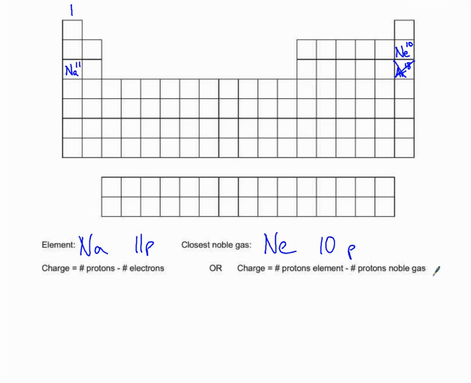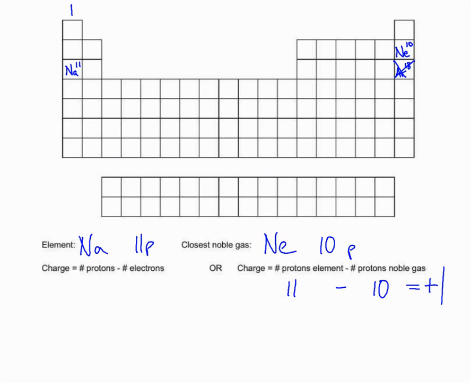So, a sodium atom has 11 protons. And we're going to say minus the number of protons in a noble gas, which is 10. And that gives us a number of positive 1. Positive 1 is the charge of every ion in group 1. So this would work for all of the group 1 elements.